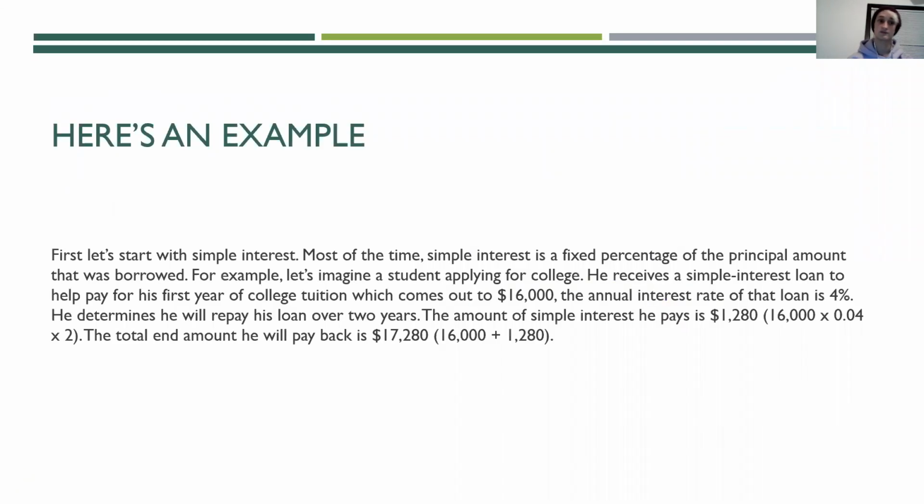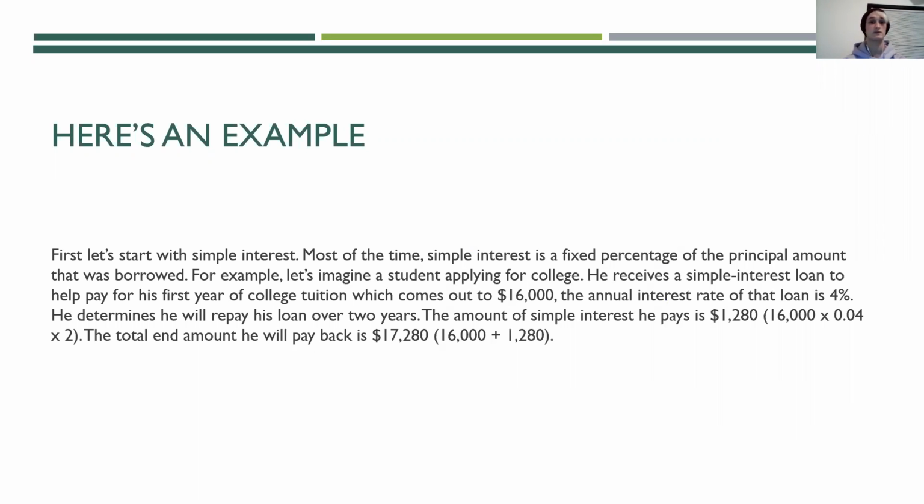Here's an example to help you understand more clearly. First, let's start with simple interest. Most of the time, it is a fixed percentage of the principal amount that was borrowed. For example, let's imagine a student is paying for college. He receives a simple interest loan to help pay for his first year of college tuition, which comes out to about 16 grand, and the annual interest rate for that loan is 4%. He has determined that he will repay his loan over 2 years.